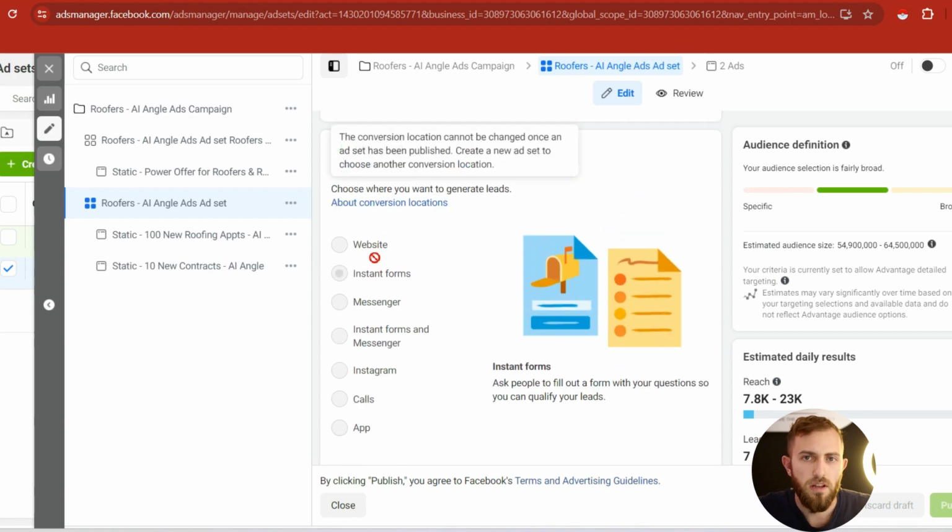For the strategy that I'm going to talk about today, you need to click on instant forms over here, and I'm going to show you what an instant form is. Basically, an instant form is a form that a person can fill out on Facebook without leaving Facebook. It's a very, very easy way to generate leads.